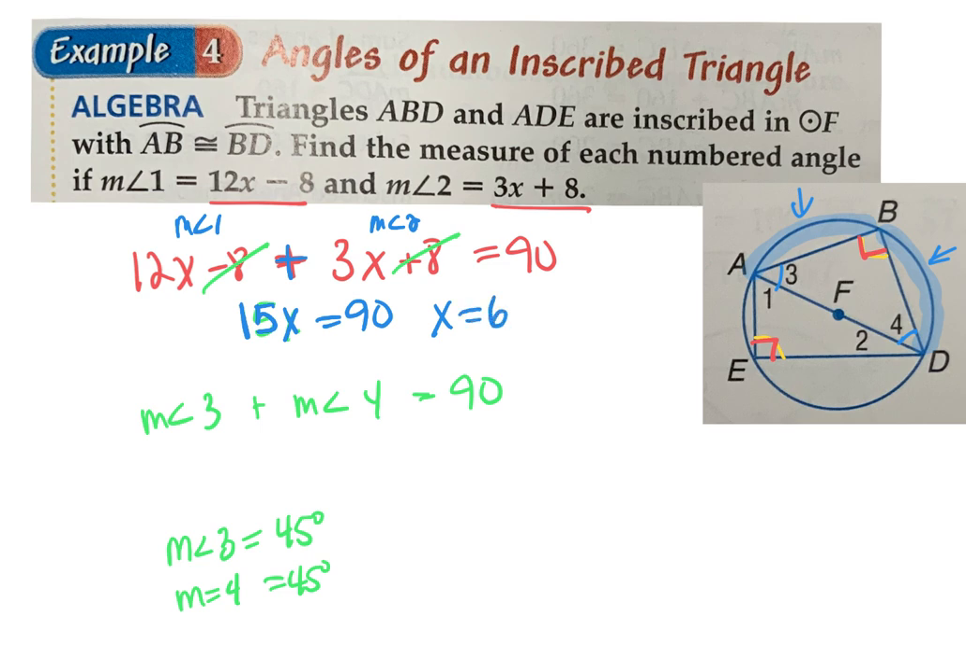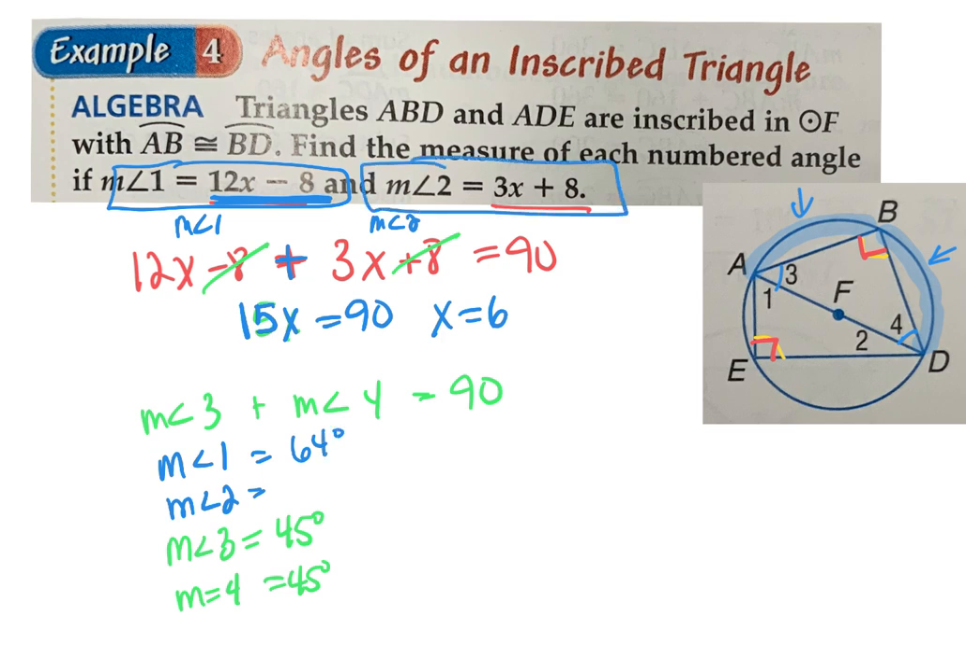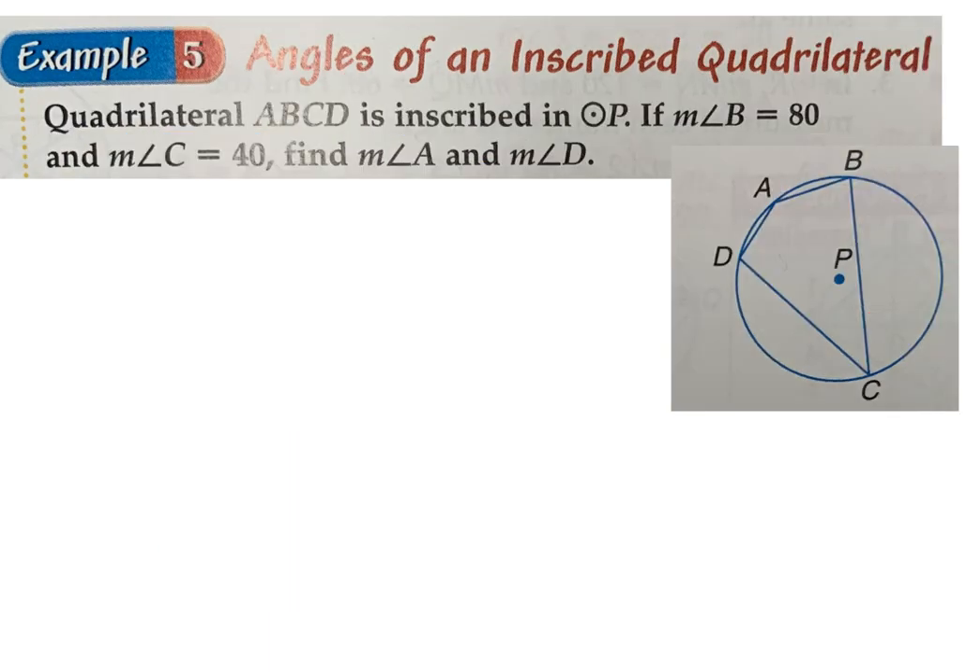They asked for the angle measure. We need to actually find the angle measure to answer the question. We're going to plug in a 6 here for the measure of angle 1. 12 times 6 is 72 minus 8, 64. 64 degrees. For measure of angle 2, we're going to plug in a 6 here. 18, 26. There we go.